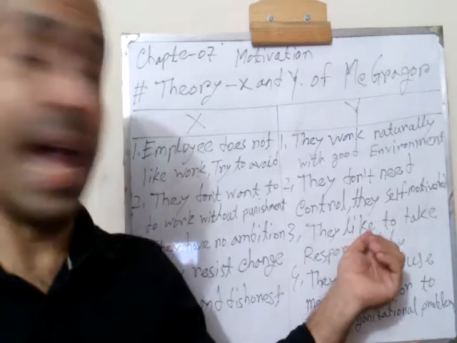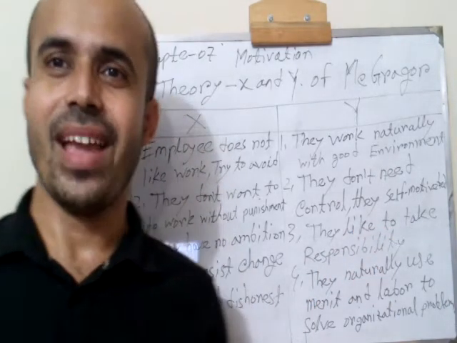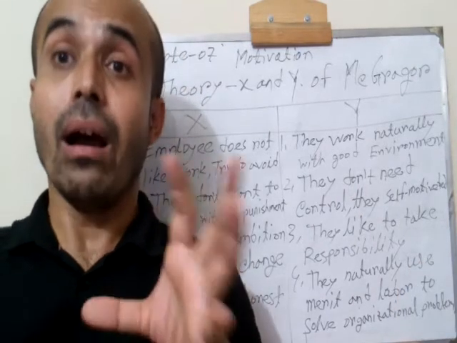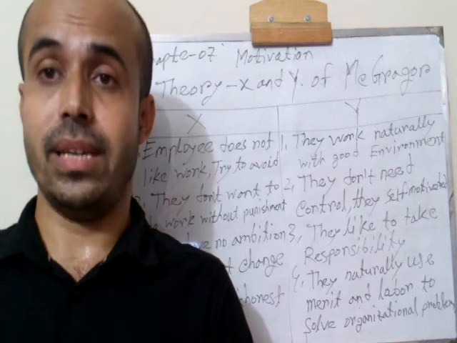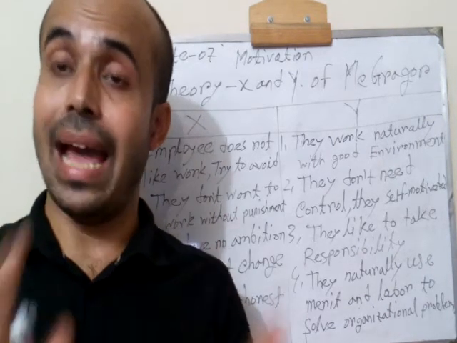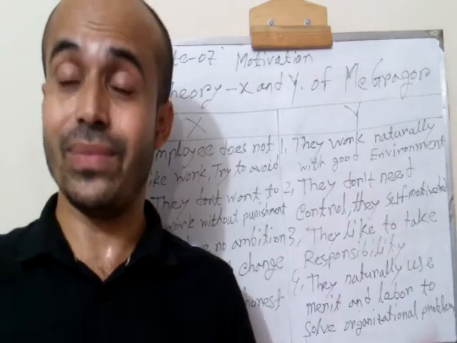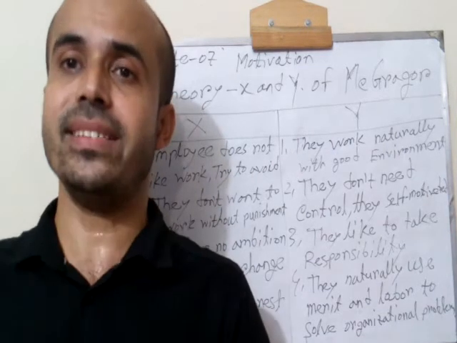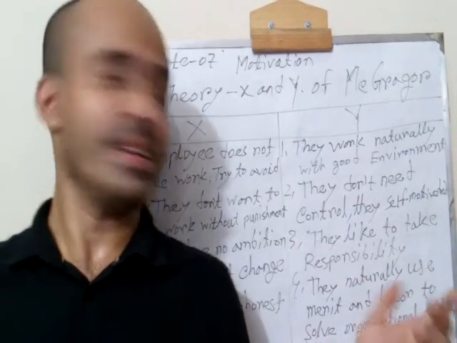Then, they like to take responsibility. In the positive way, they like to take responsibility. They are eager and self-motivated, they want to take responsibility, and they like to take responsibility. So that is a good point. If someone takes responsibility to do anything, it will be very easy for a manager to control them.